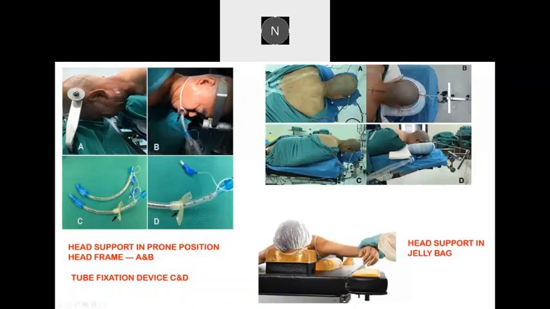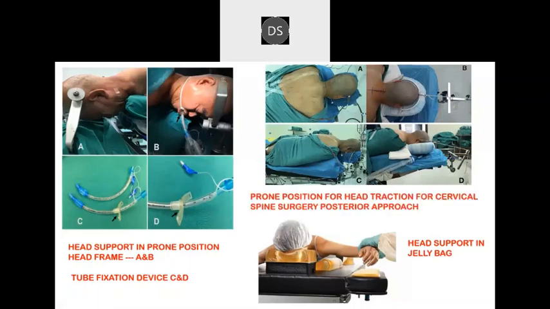And what is this position commonly adopted for? You can see the head pins, traction, and already there are markings. So what surgery is planned? Cervical spine surgery, posterior. Very good. Prone position with head traction for cervical spine. Spine surgery, posterior approach. Spine surgery can be done anteriorly also. I think all of you would have known that.